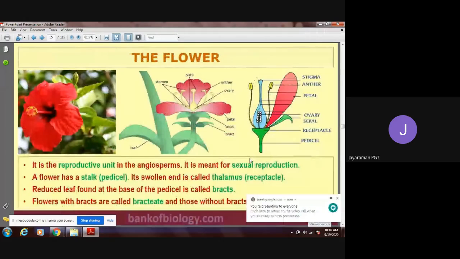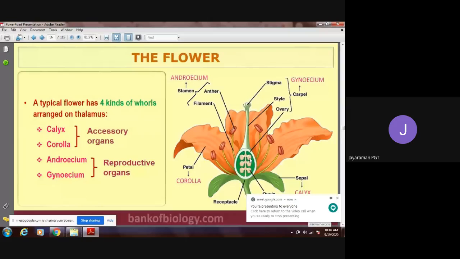Then the parts of the flower: pedicel, thalamus, bract. Then the whorls of the flower: calyx, corolla, androecium, gynoecium. Out of four, two are accessory. They are not directly involved in formation of fruit: calyx and corolla. They help in pollination and other purposes, but are not directly involved. The ones directly involved in formation of fruit are androecium and gynoecium. These are the reproductive organs or essential organs of the flower.